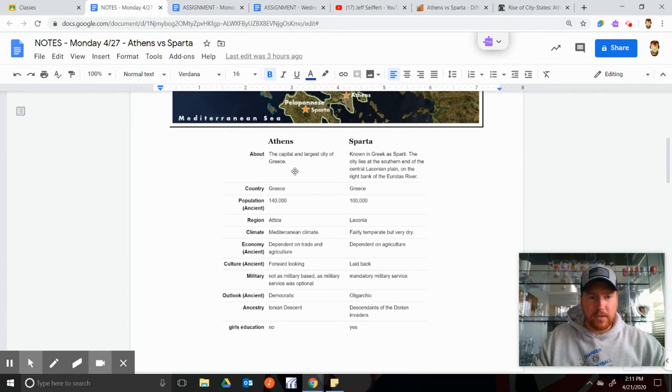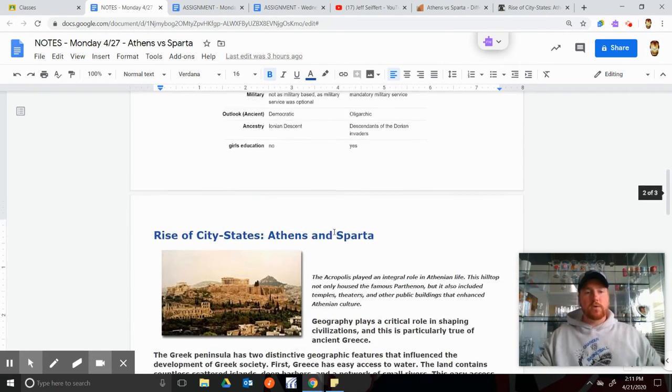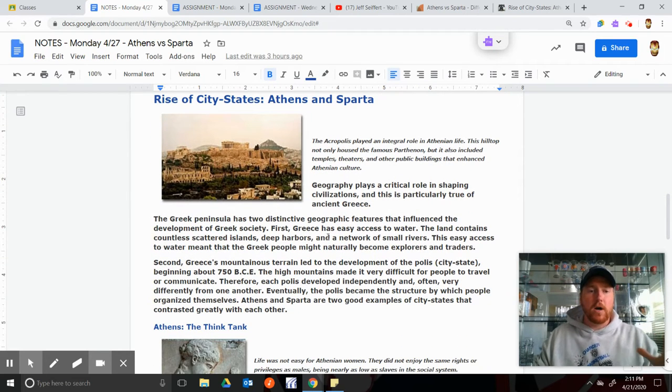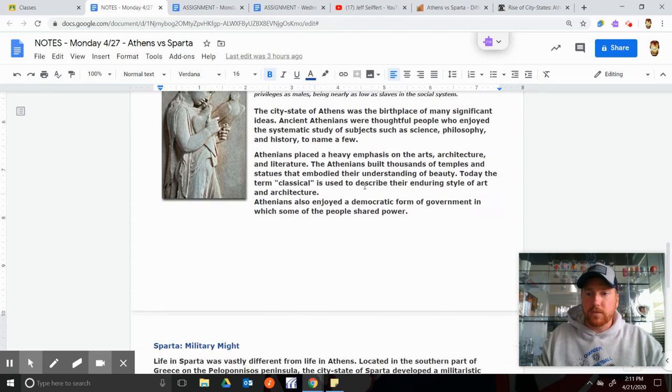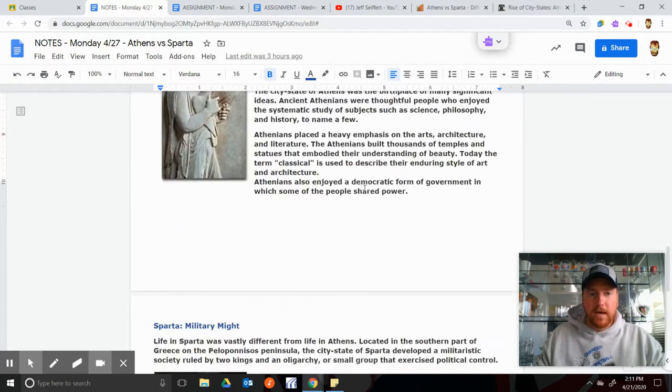Here's just a quick little snapshot of the people of Athens and the people of Sparta. It talks about demographics, the size of their populations, the region that their areas are in, the climate, and what the economy was based on back then. That's just a quick little overview, a quick little introduction. We're going to start getting into the meat and potatoes of our discussion in that compare and contrast as you go down these notes. There are only a couple pages of notes.